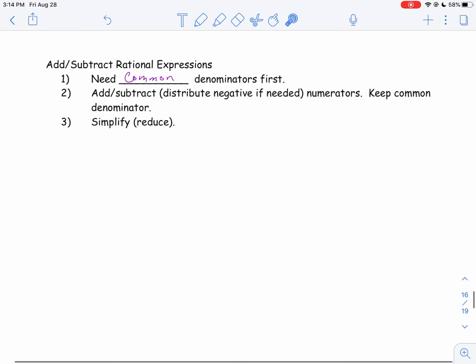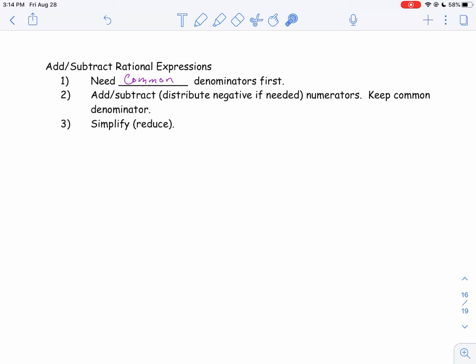All right, a few rules for adding and subtracting rational expressions. We need common denominators first. We then add or subtract. Sometimes we might have to distribute a negative. The numerators, and we keep the denominator the same. And then we simplify.